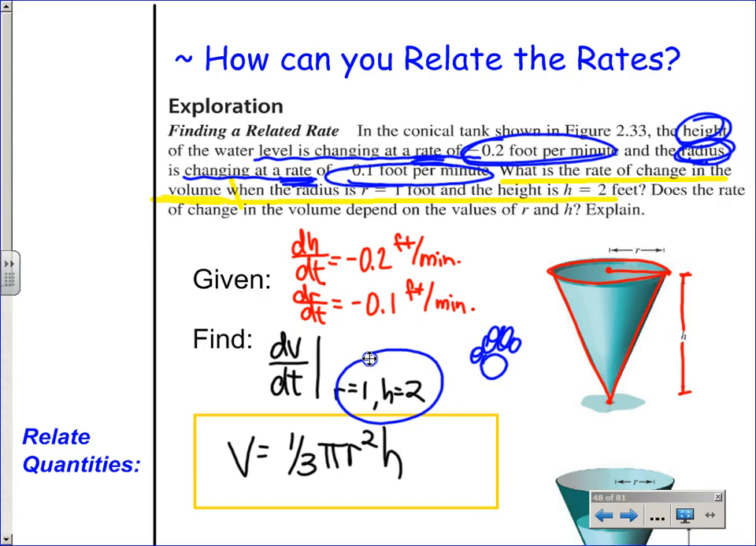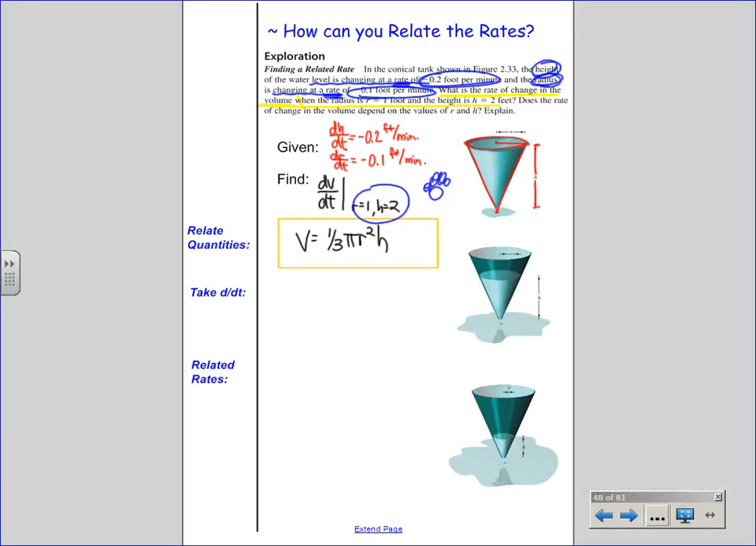Plug in 1 and 1 and 1 and you have an answer. How do I get motion? How do I get movement? How do I get rates? Take the derivative. So here's how we finish the problem. Ready, set, notes open, go. Take d/dt.